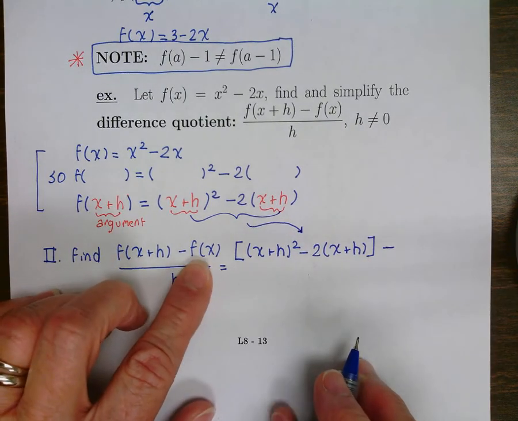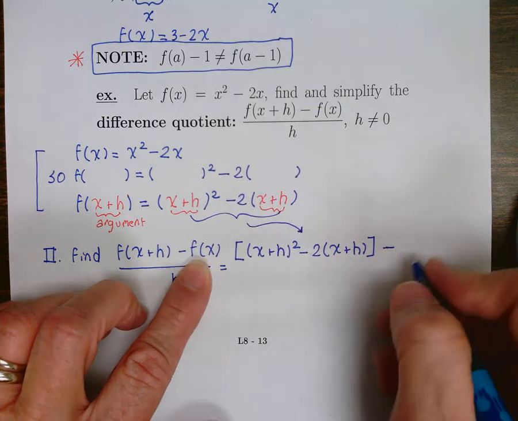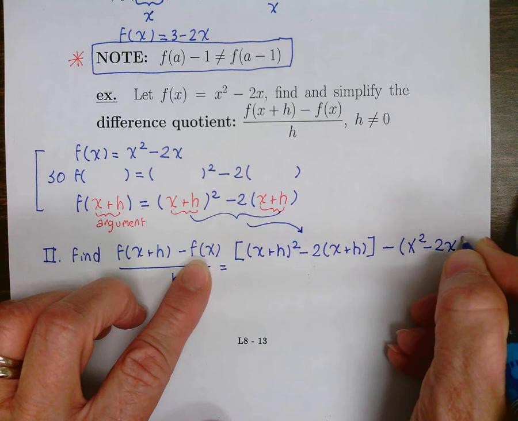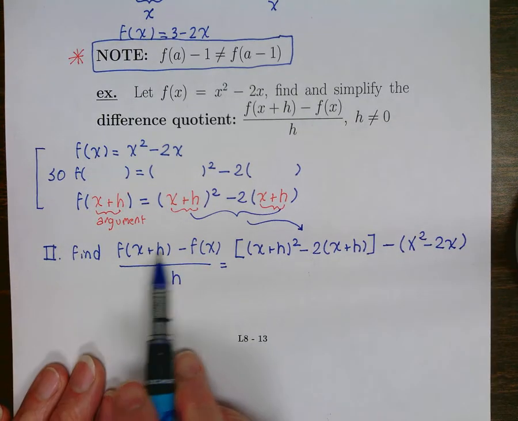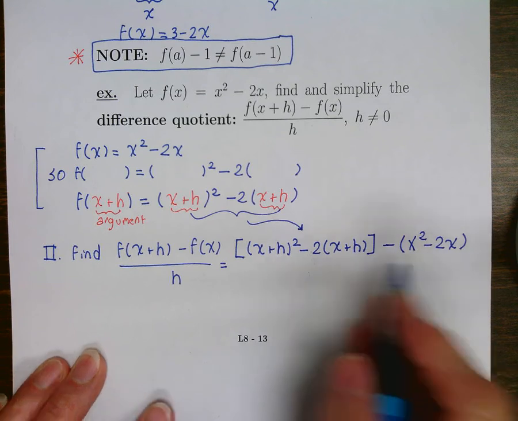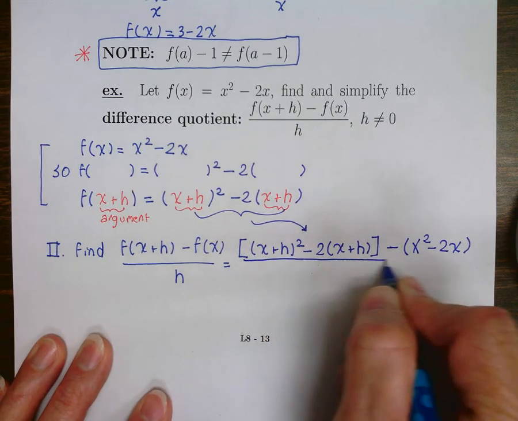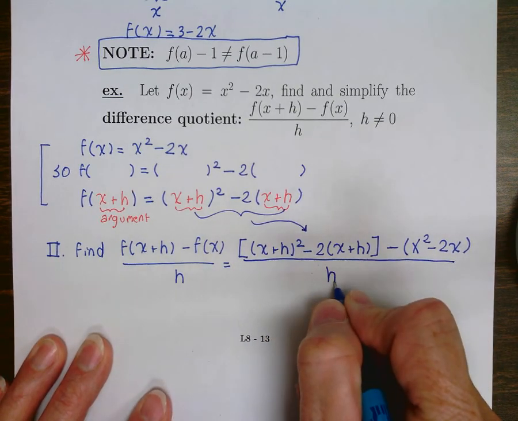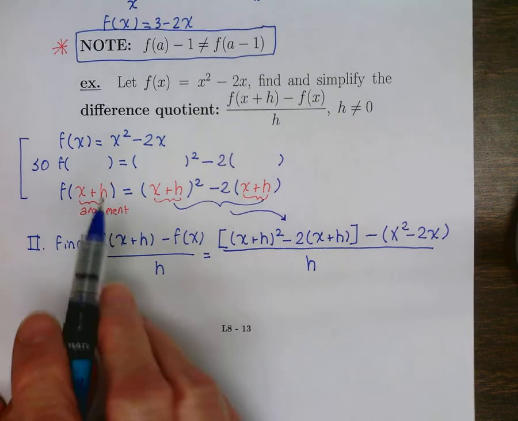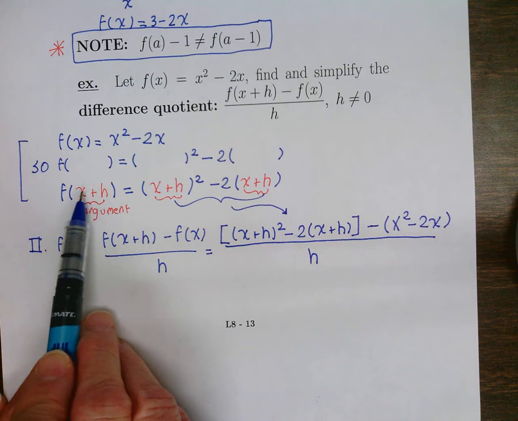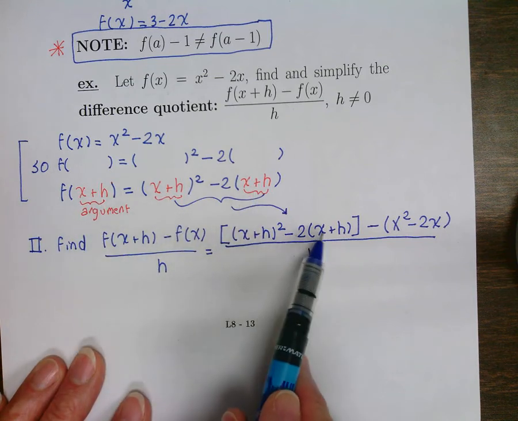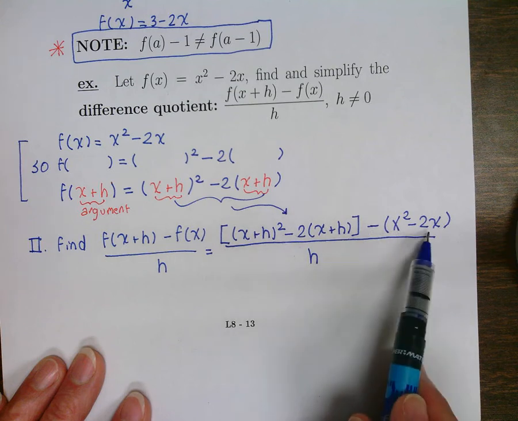F of x, well, that's just our original function. Be sure to have parentheses. I'm subtracting that entire quantity. So f of x plus h is right here. F of x is here. And we are dividing the whole thing by h. Okay? Again, we replaced x with x plus h in my function originally, and then we subtract f of x.